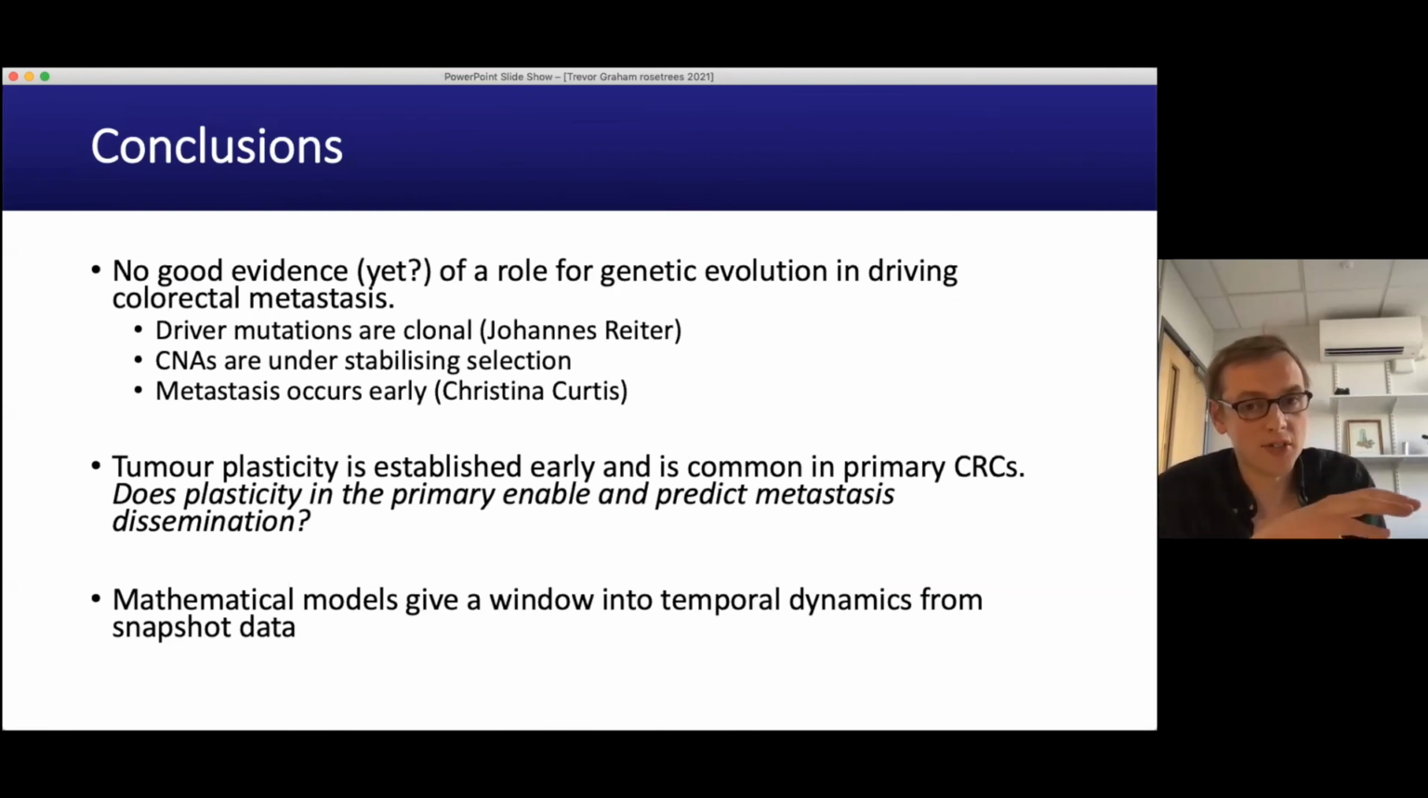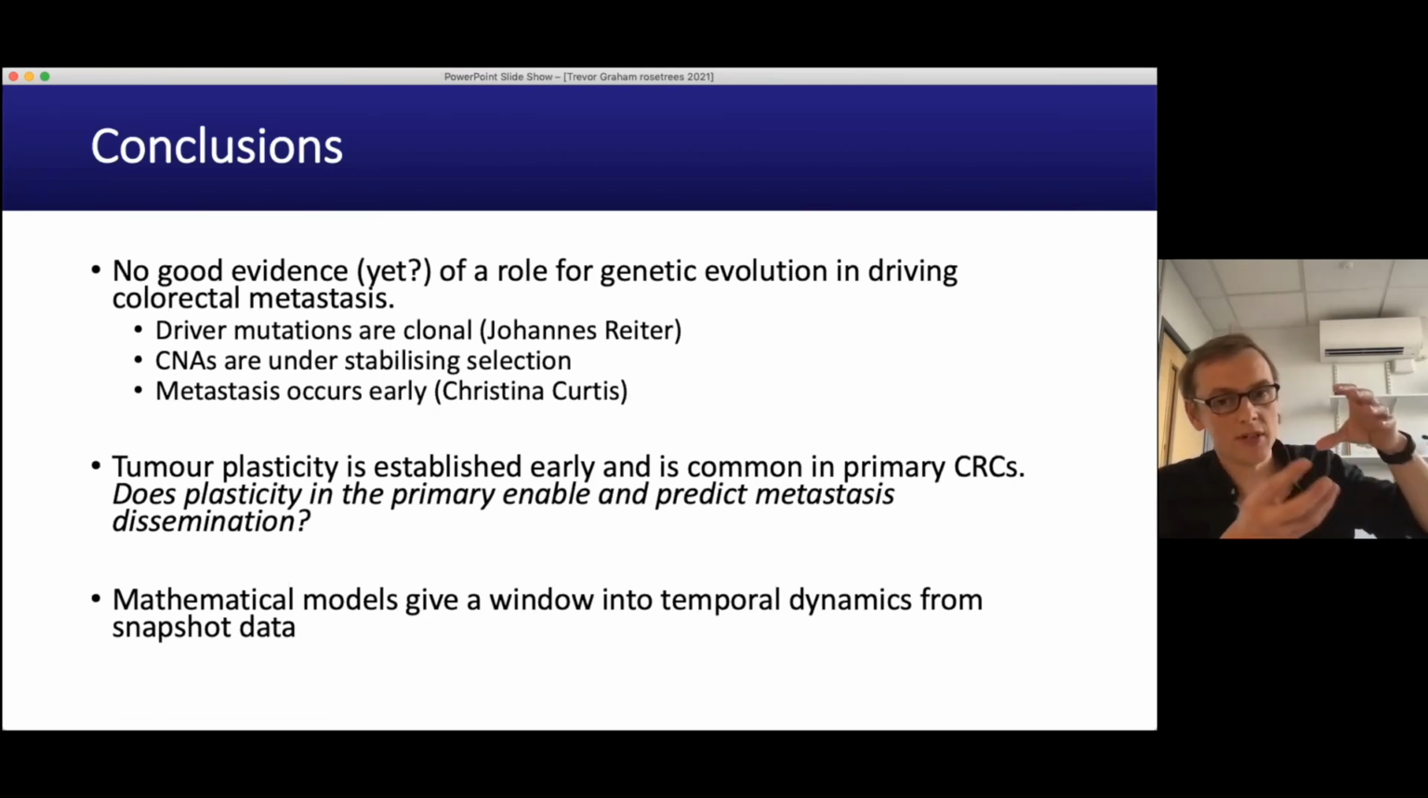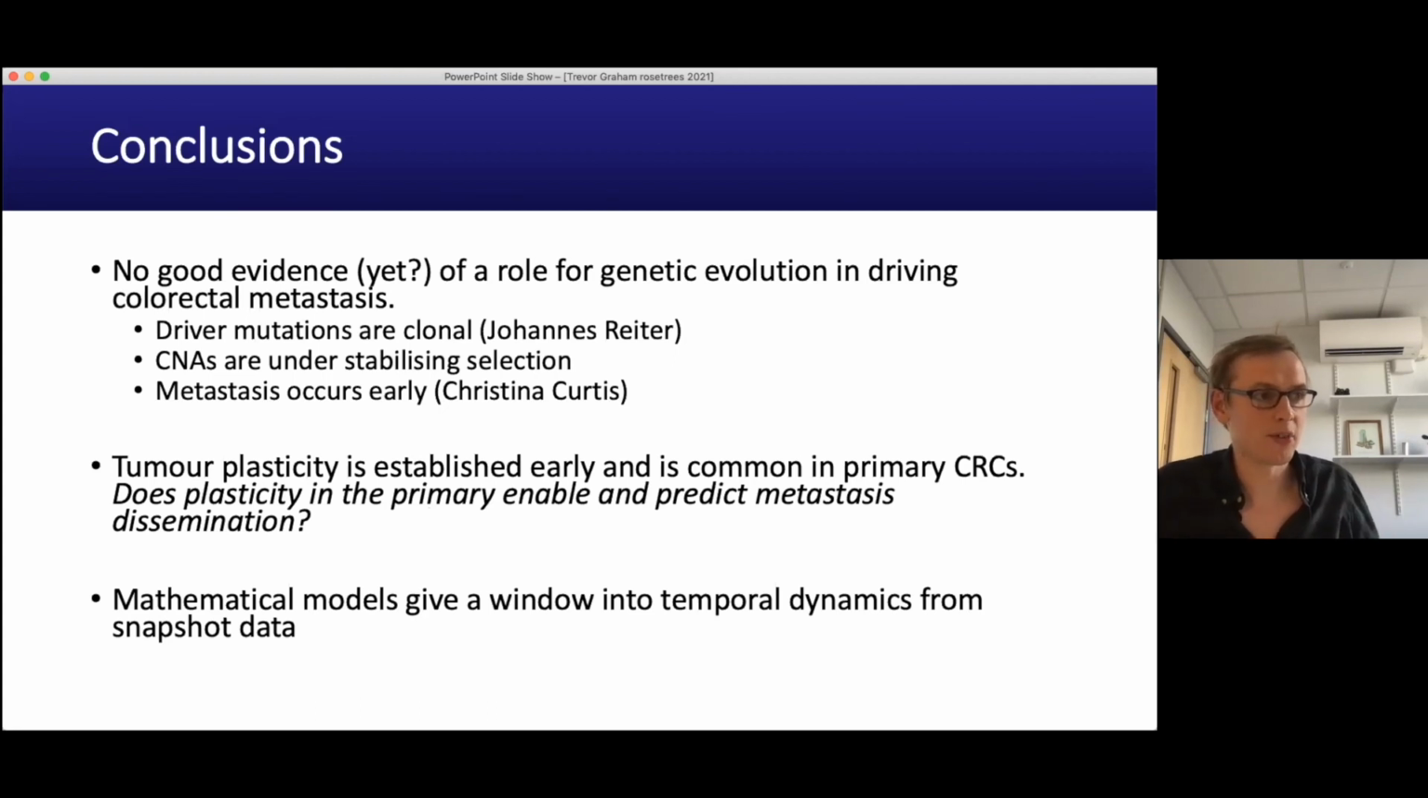We see driving mutations are invariably clonal, both in primary tumors in our data and in metastases in lovely data from Johannes Reiter. I've shown you some evidence that I think copy numbers are under stabilizing selection. They don't change within metastases and between primary tumors and metastases. And indeed, Christina Curtis has some lovely work showing that metastases tend to happen early in the colon. So there isn't lots of evolution in primary tumors that later leads to mets. So I think this points to a key role for plasticity in driving metastasis in colorectal cancer.